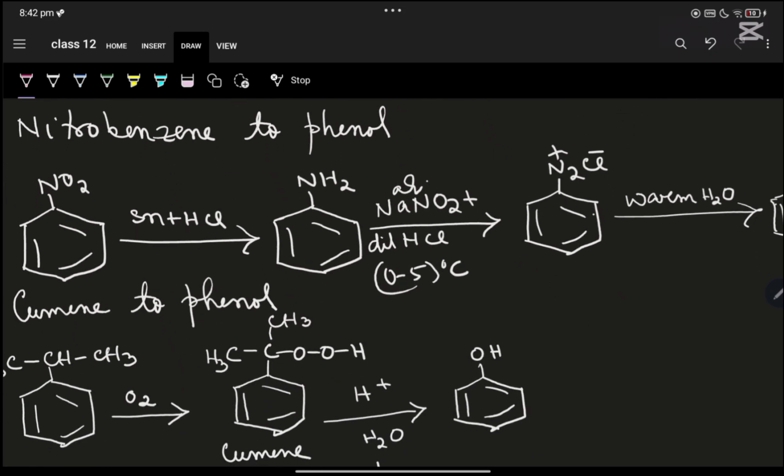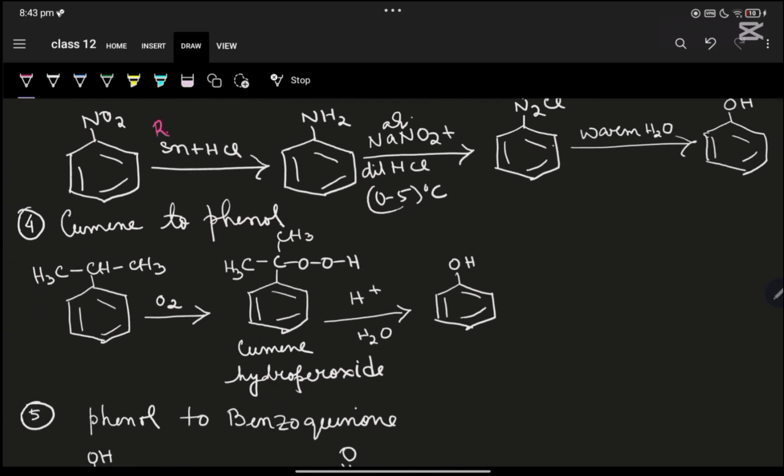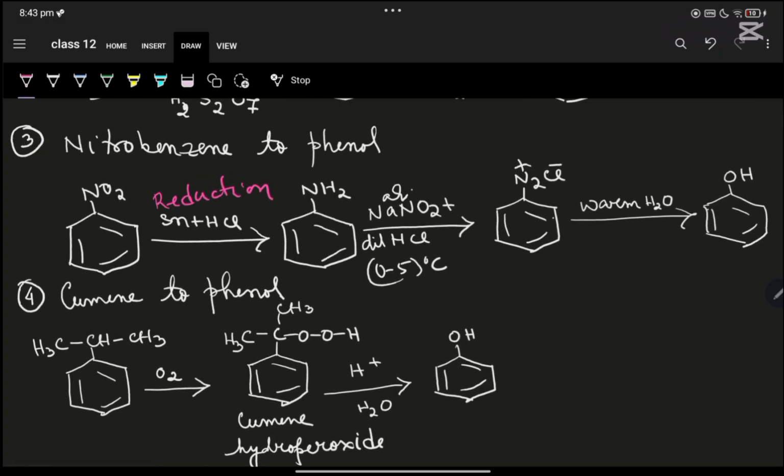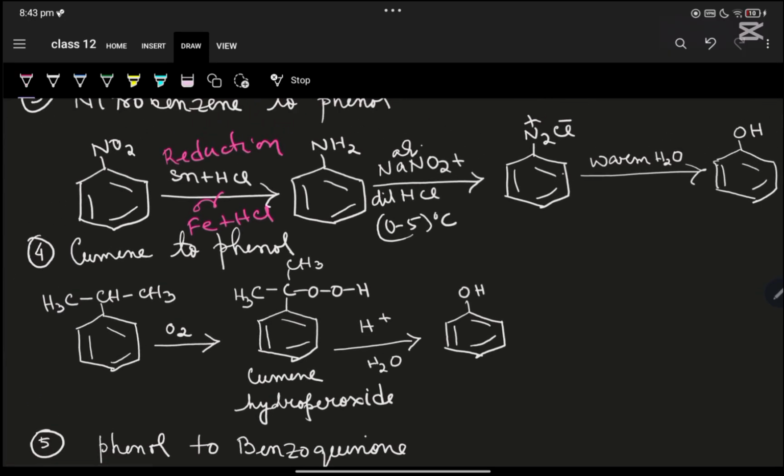So next is nitrobenzene to phenol. Nitrobenzene, you reduce it. This is the reduction of nitrobenzene to aniline. So use Sn/HCl or you can use Fe plus HCl, and then undergo diazotization reaction, giving aqueous NaNO2 plus dilute HCl at 0 to 5 degrees Celsius, forming benzene diazonium chloride, and you give warm water in order to obtain phenol. So benzene diazonium halide is an important intermediate to give you many products.